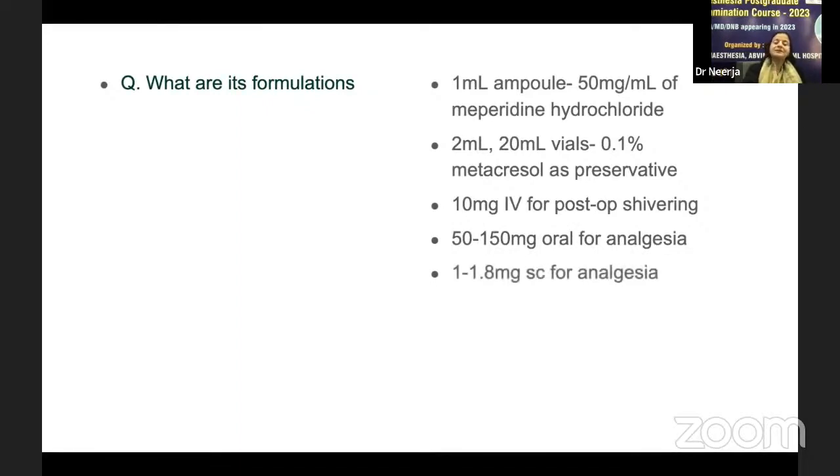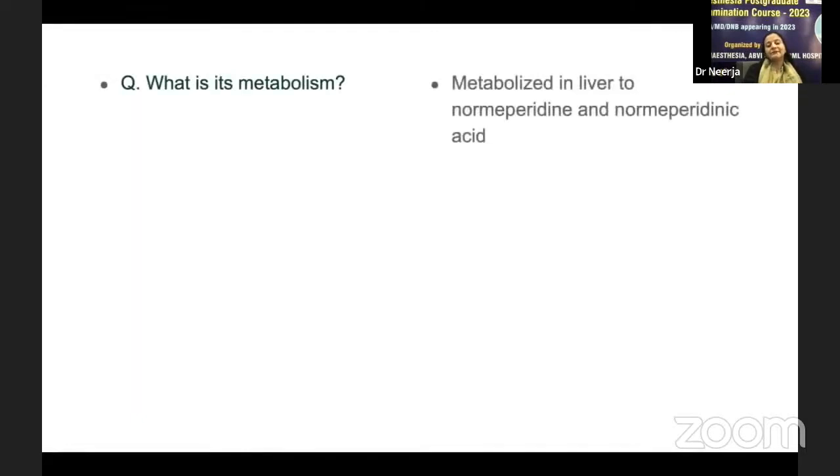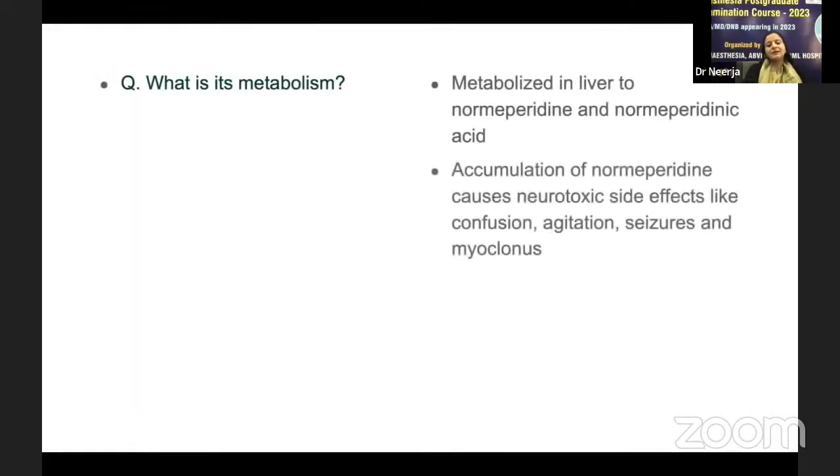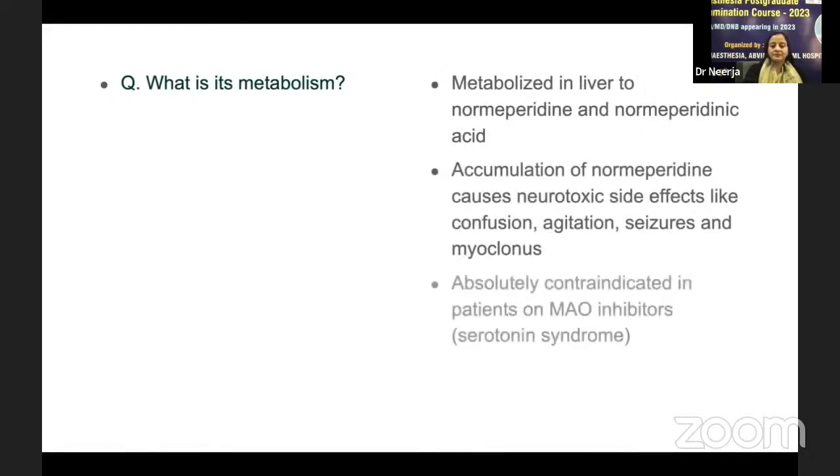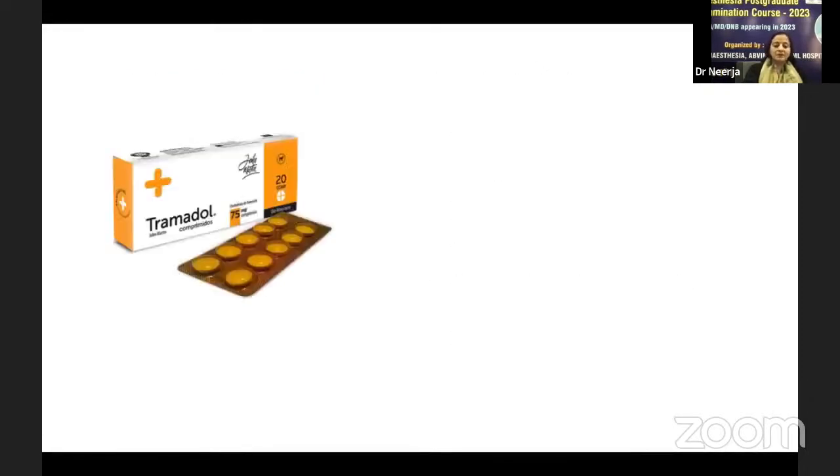Remember that meperidine is the same as pethidine. If someone asks you what meperidine is, remember the answers that you know about pethidine; the same answers need to be given for meperidine. And two or three things about meperidine: it has an active metabolite, normeperidine, which gets accumulated, is neurotoxic, and is absolutely contraindicated with MAO inhibitors.